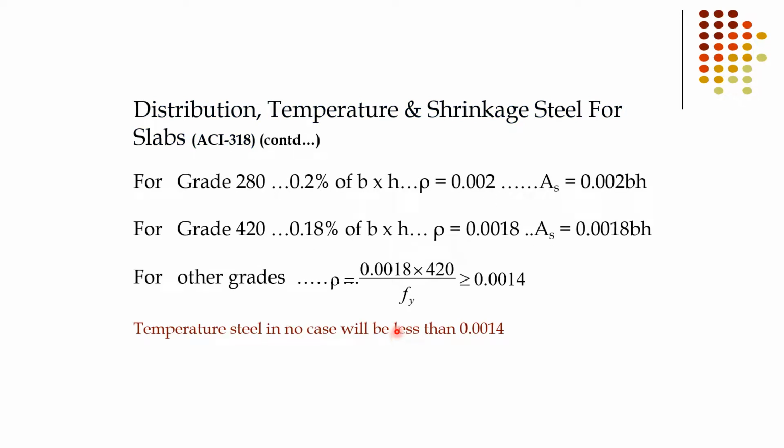So what is the criteria for providing distribution and temperature steel? If your grade of slab steel is 280 megapascal, then the area of steel is 0.2% of BH, meaning 0.002 BH. If your grade of steel is 420, then the area of steel will be 0.0018 BH. For other grades you will use this formula, but it should not be less than 0.0014.